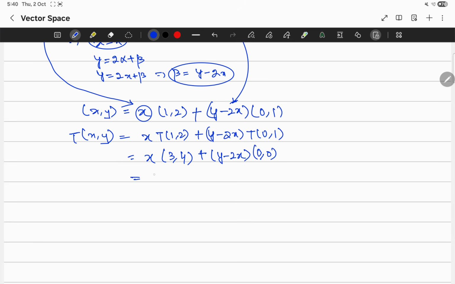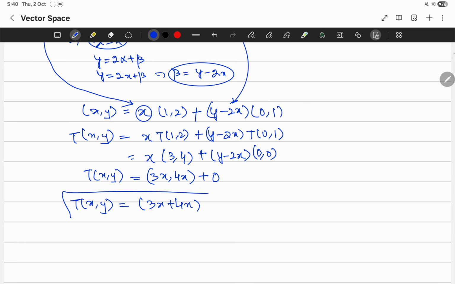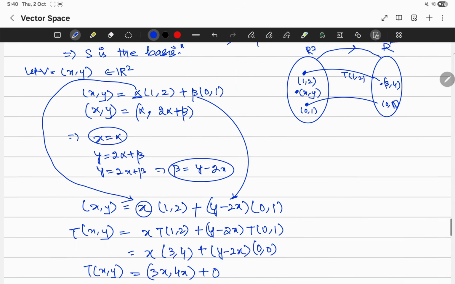Okay, so it means that you will get T(x,y) is equal to (3x,4x) plus y times 0, so you will get the 0. So your transformation T(x,y) is (3x,4x). So this is the given transformation and you can check the value of these points.